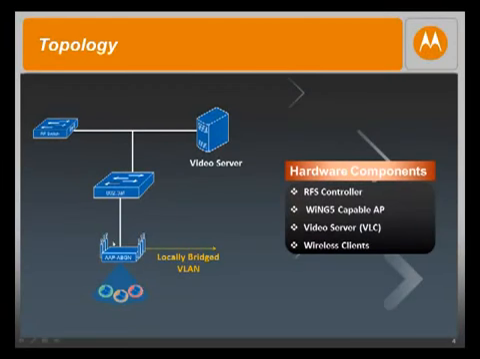The lab topology consists of an AP7131N, which is managed by a RF switch. I also have a video server which would be streaming the multicast video. The entire network is a flat VLAN, which is VLAN 1. We will be creating a wireless LAN which is going to be locally bridged, and hence the AP would directly communicate with the video server.